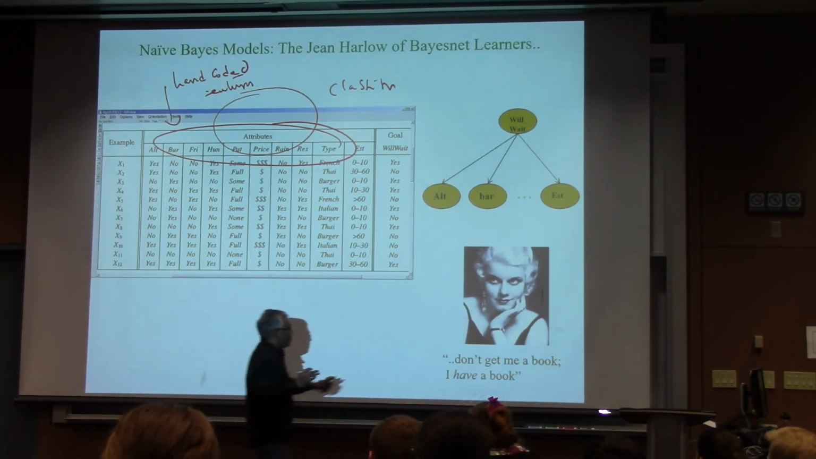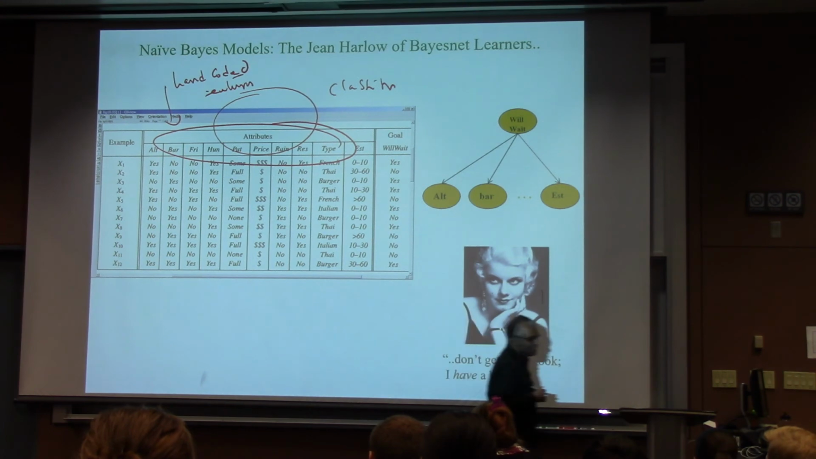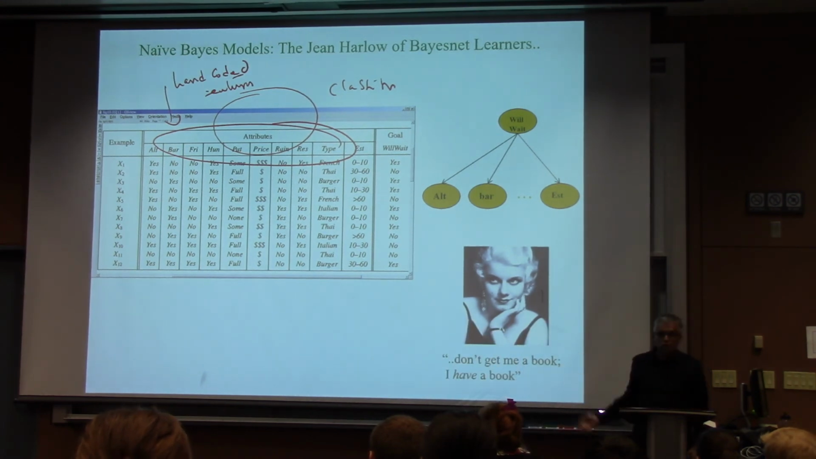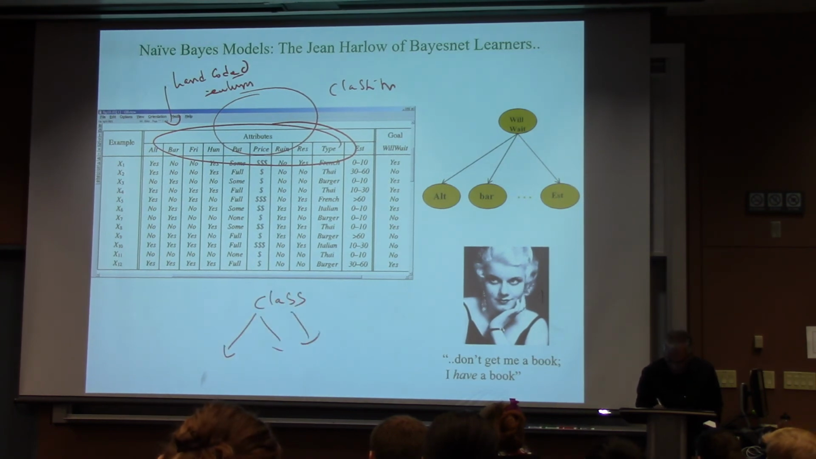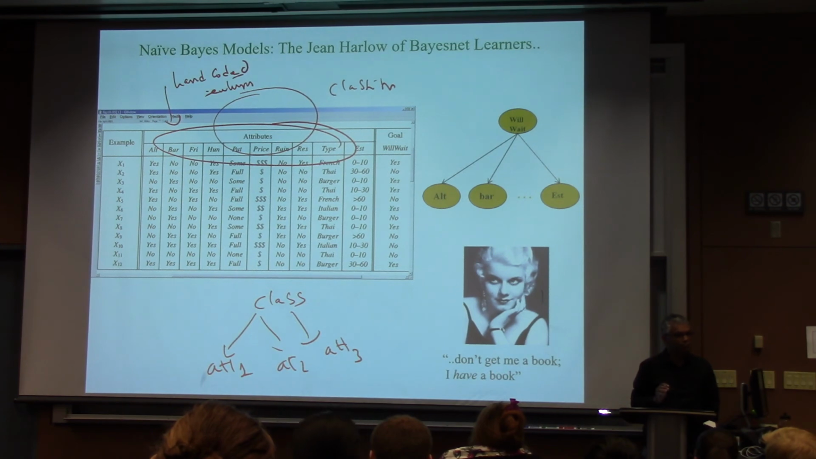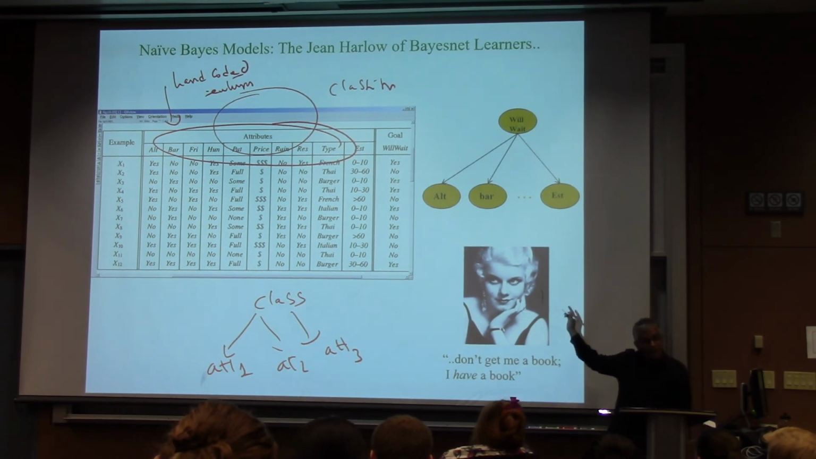But what naive Bayes classifier is saying is, don't give me a topology. I already know what the topology is going to be. Whether it's right or wrong, that's the topology I use. What is the topology naive Bayes classifier uses? It says class variable, then attributes. That's it. So now, this is a classification problem.